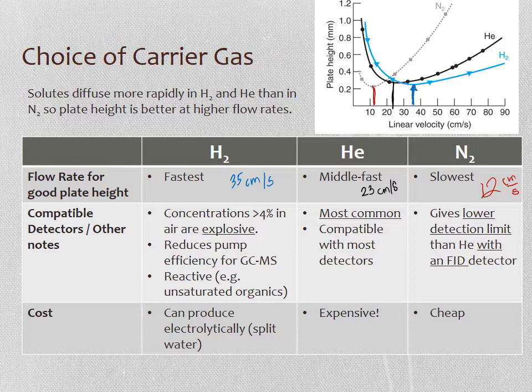So the hydrogen, which is your super fast option here, if you had a hydrogen leak and you got to greater than 4% hydrogen in the air, you could have explosions. Also, if you're using a mass spectrometer, it's really hard to pump hydrogen gas, and so your pumping for the vacuum in the GCMS isn't very good. And hydrogen is not inert, it's reactive. So it could saturate your unsaturated organic bonds and change your chemistry. It's fairly cheap. You could electrolytically split water, and so that's cool. But helium is your optimum compromise. It's not your optimum anything, but it's your optimum compromise.